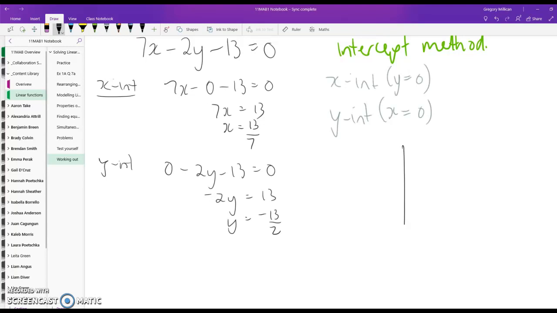Graphing that, Dodgy Brothers graph. Always label your axes. So x is 13 on 7, so what's that? That's nearly 2, not quite. So if I go across 1, 2, 3, so 13 on 7 is nearly 2. So I'm just going to put it roughly there. And negative 13 over 2 is a fair way down. That's negative 6.5. So we'll just count 1, 2, 3, 4, 5, 6, 7.